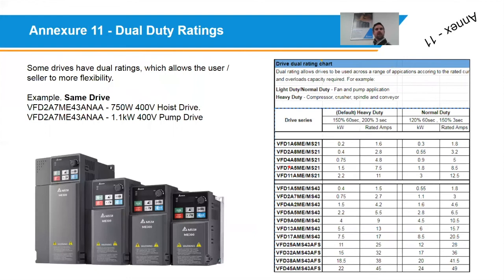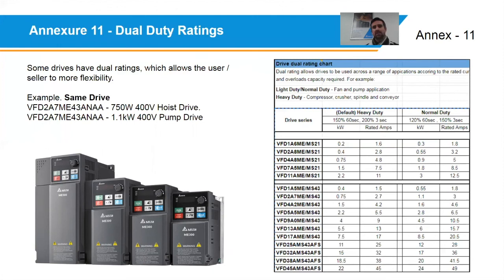All right, so we're going to be having a look at dual duty ratings, Annexure 11 in our 2020 catalog. So to me, this is quite an important topic. A lot of our clients are not aware of this, about the dual duty ratings that some drives enjoy. The one I would like to highlight here, and the one that's in the annex in our catalog, is the ME and the MS 300 drives.